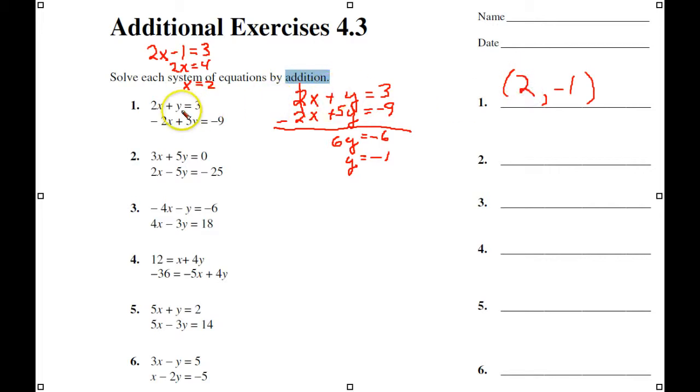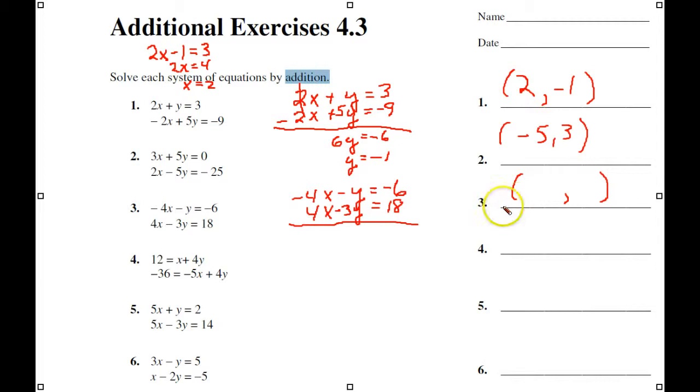Now notice this first one you probably could have solved by the substitution method. Just bring this over and put that in there. So this is another method, and again sometimes you have a choice as to what method you're going to use. But when I saw this and that they would cancel out by adding, this is a good example of the addition method. Again, we're not going to do every one, but let's say the odds again.